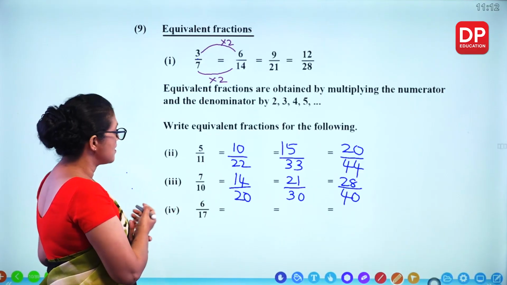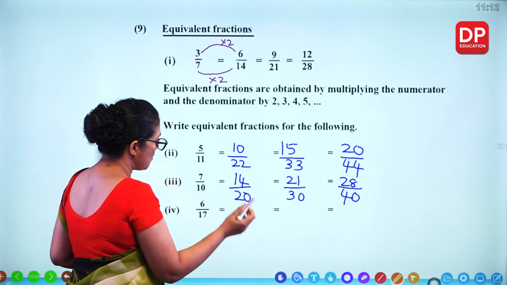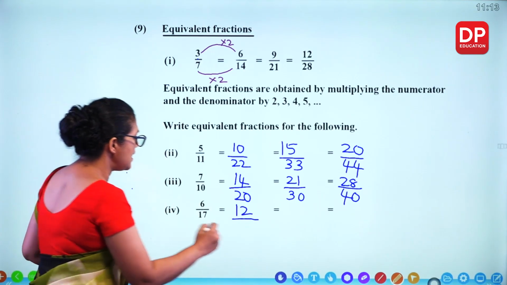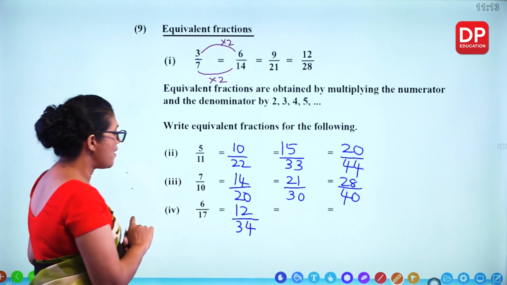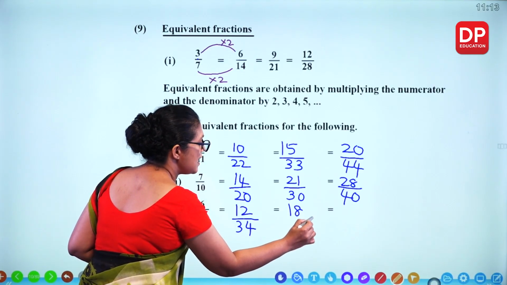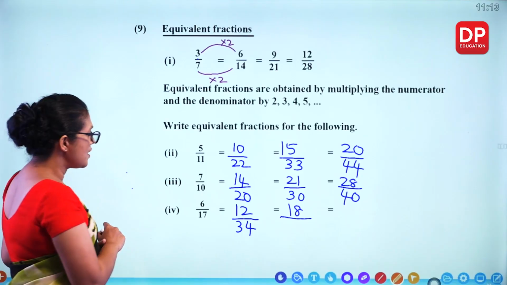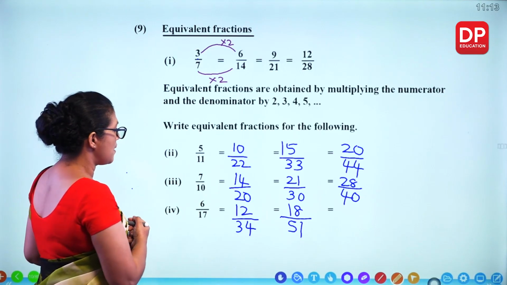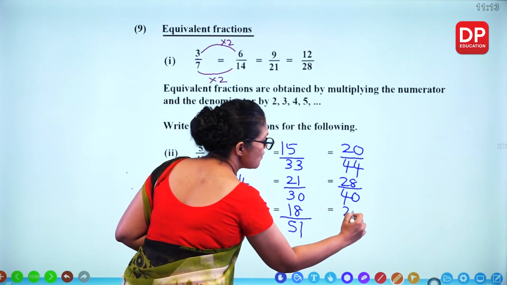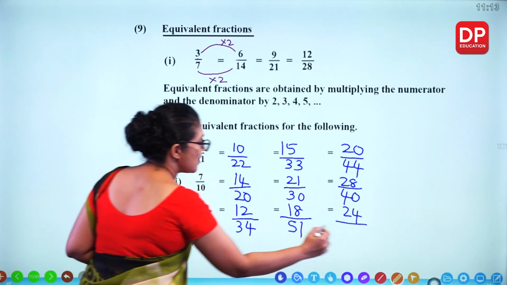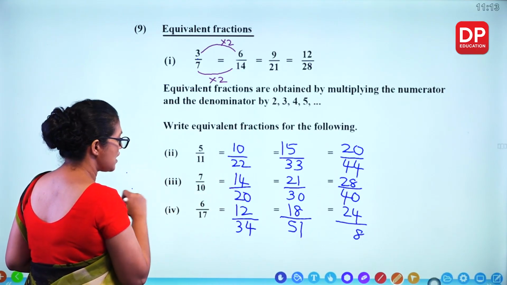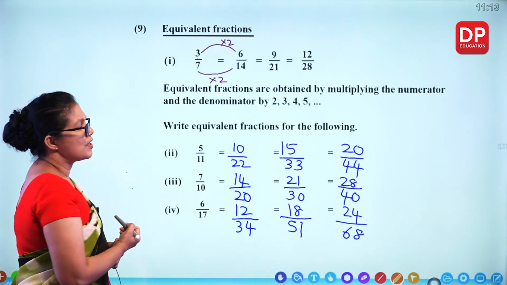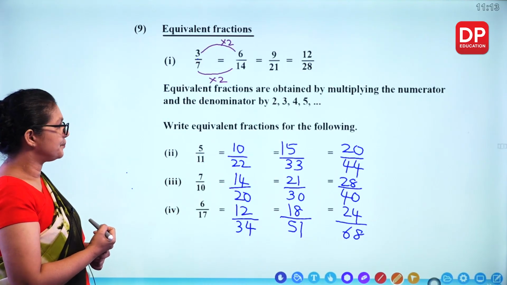Take this one, 6 out of 17. Multiply by 2, 12. 2 times 17, 34. Multiply by 3. 3 times 6, 18. 3 times 17, 51. Multiply by 4. 4 times 6, 24. 4 times 17, 68. So 24 out of 68.